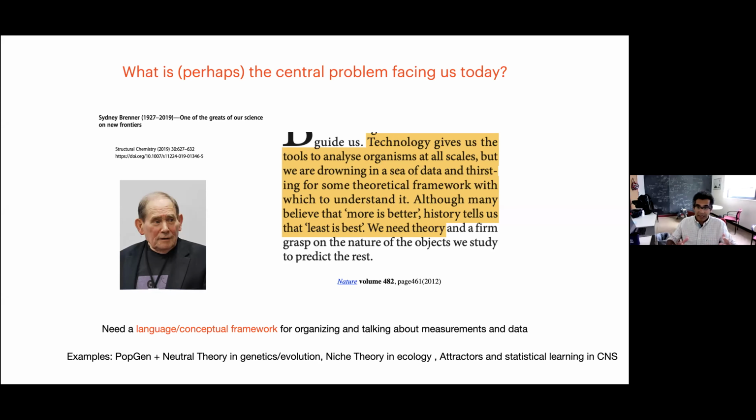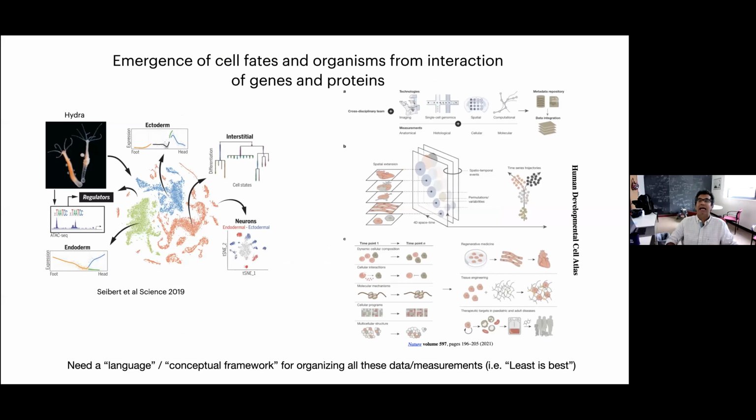Niche theory in ecology is how all ecologists really talk about ecosystems. Attractors in statistical learning theory have played a fundamental role in computational neuroscience, as we saw from the really nice work from Vivek and Anne yesterday. And so the fundamental question is, how do we come up with a language or a conceptual framework for organizing all these data and measurements?